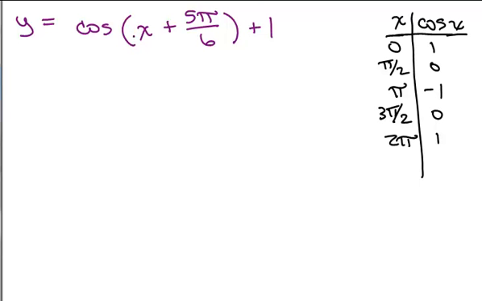Again, notice we just have a 1 for the coefficient of x, and we also have a 1 for the coefficient of the cosine. So if I were going to state what the amplitude is, we know it's going to be 1 because of this 1 here, and the period is still going to be 2 pi. But we have a phase shift here because it says x plus 5 pi over 6.